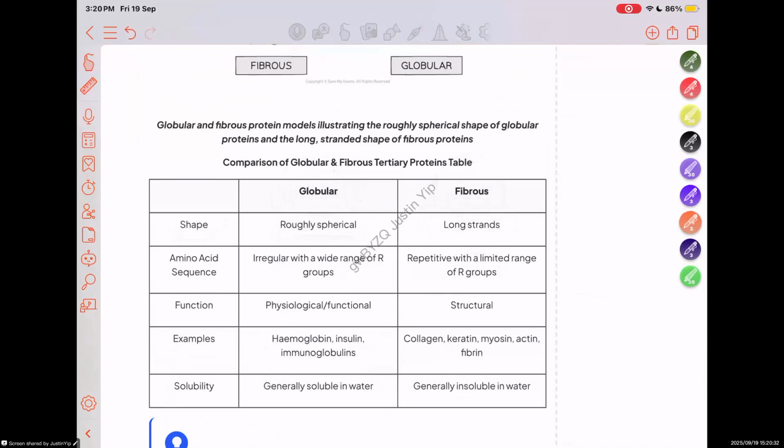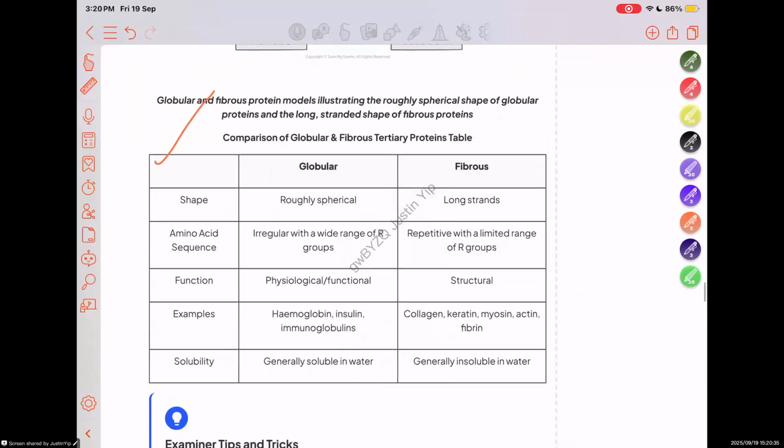This is a summary. So this table is quite useful. Globular proteins have an irregular shape with a wide range of R groups, while fibrous proteins are repetitive with a limited range of R groups. The function of globular proteins is physiological and functional, while fibrous proteins are structural proteins. One gives function more, while fibrous proteins give structure.